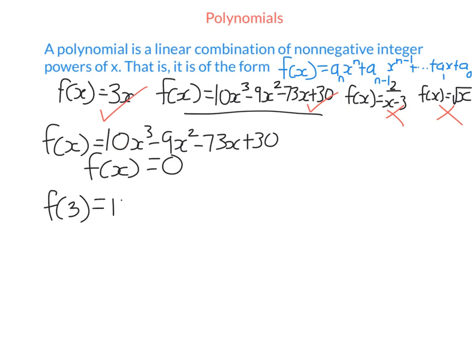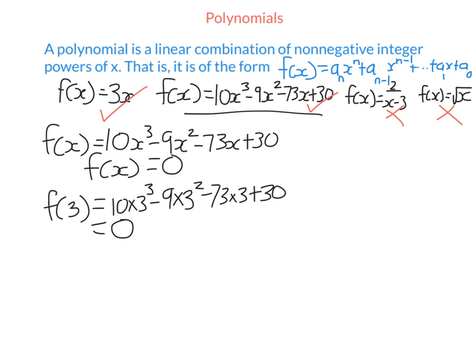So the value of f of 3 is 10 times 3 cubed, 10 times x cubed, minus 9 times x squared, which is 3 squared, minus 73 times 3 plus 30. So it turns out f of 3 is equal to 0. So that is one solution to this equation. As I said, you'll usually be given the first solution to the equation. So how do we find other solutions? This is a cubic. It's a degree 3 polynomial. That means it will have up to 3 solutions, and we've only found one of them. So to find the others, we're going to use polynomial long division.